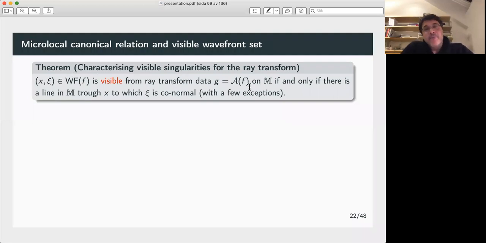You can do that purely from the geometry of the measurement manifold. Essentially, if you're talking about the ray transform, G, which I call the data, is a function on a manifold of lines, keep that in mind, whereas F is a function on the plane or in space. And if there is a line in the manifold that goes through the point X and which has psi as a co-normal, and that point belongs to the wavefront set of F, then it will make a footprint also in the data. It's recoverable, it's visible.